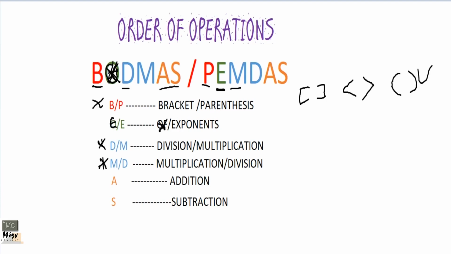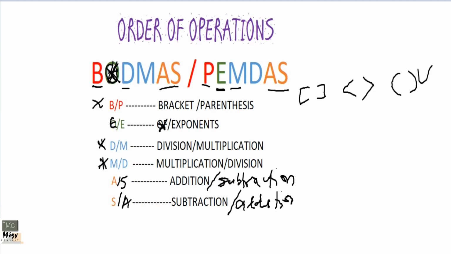Then addition and subtraction, which are the same level, so you treat them from left to right, and when you get the answer you move to the next one. Especially when it comes to addition and subtraction, multiplication and division, move together, making sure you move from left to right. In the next video we will look at examples.